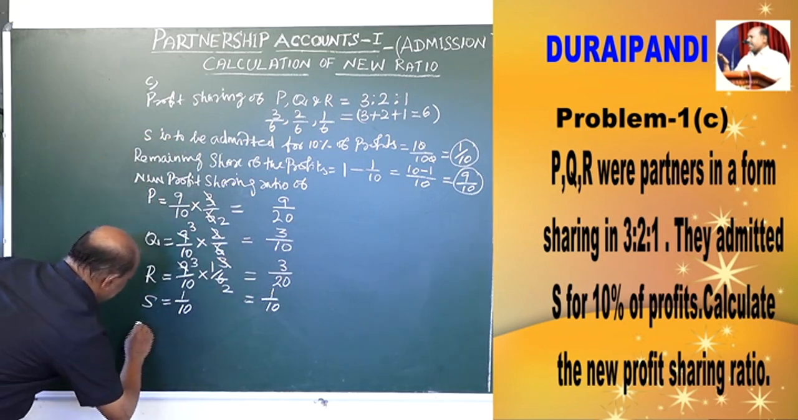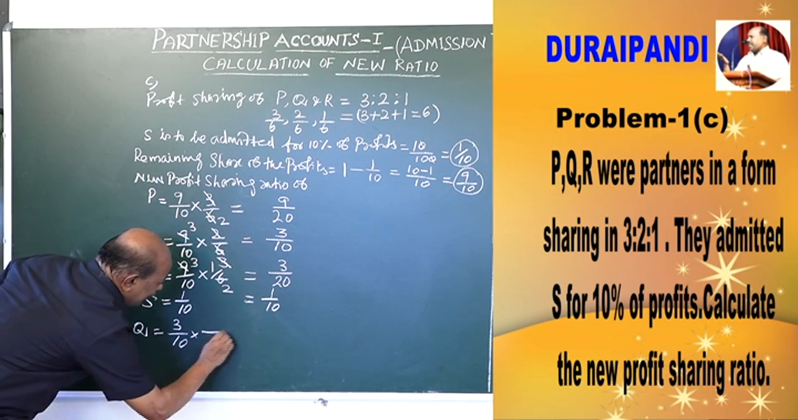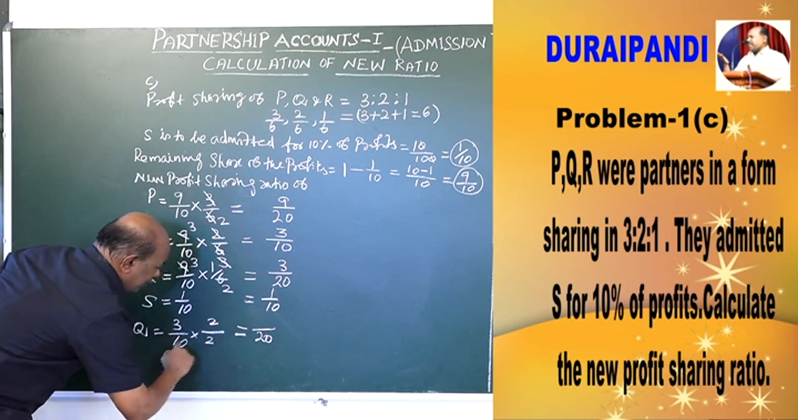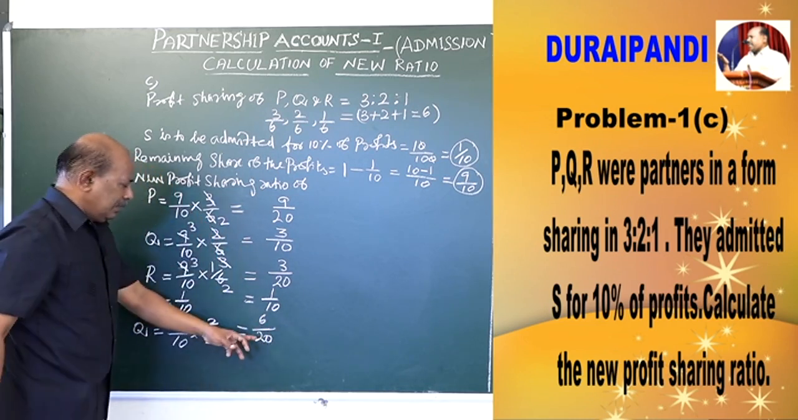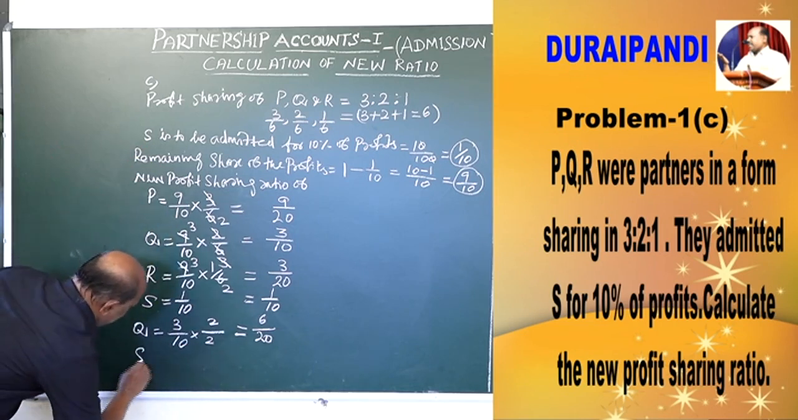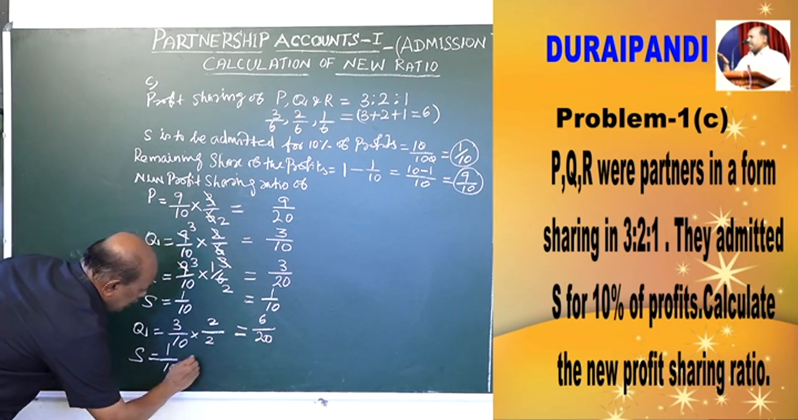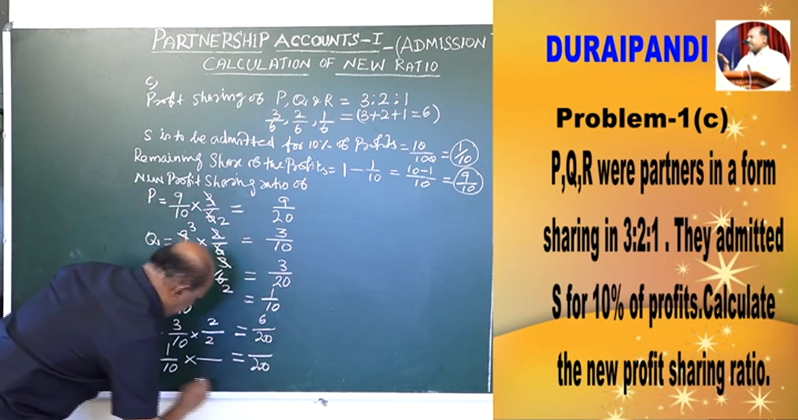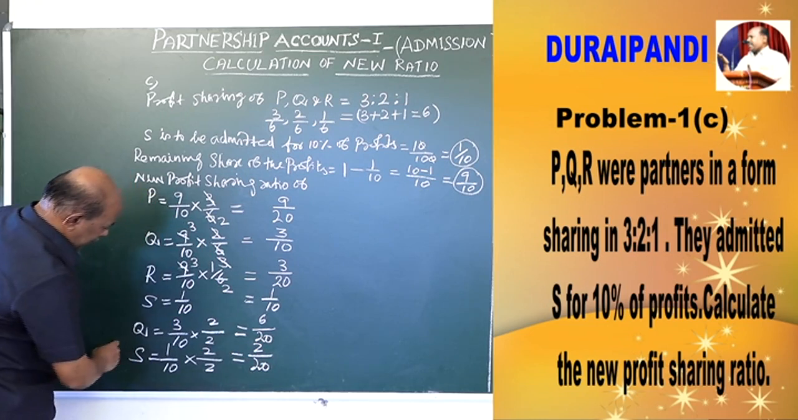That is for Q. Q equal to 3 by 10, multiplied by 2 in the numerator and the denominator, that is 6 by 20. Like that, S equal to 1 by 10, here 2, here also 2, that is equal to 2 by 20.